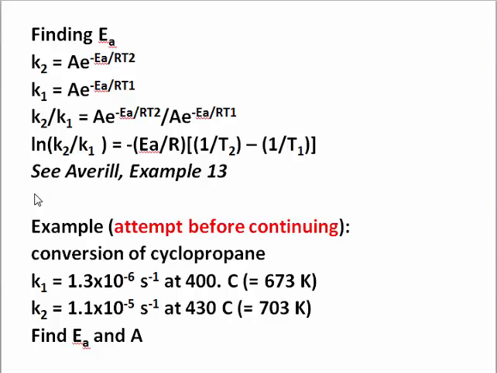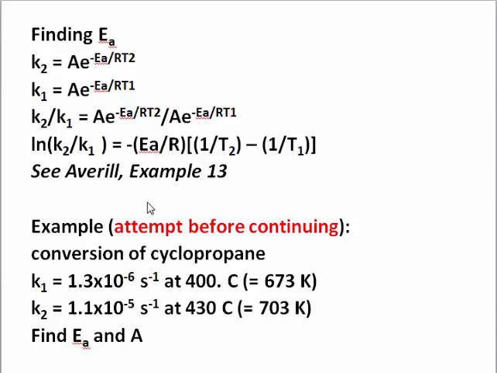Now, you will see that if k2 is at the higher temperature, it's the larger rate constant corresponding to the faster reaction. So k2 over k1 is greater than 1, which means the natural log of k2 over k1 will be a positive number. Likewise, since T2 is larger than T1, 1 over T2 minus 1 over T1 will be negative, and negative Ea over R will be negative, so the resulting product of the two will be a positive number.